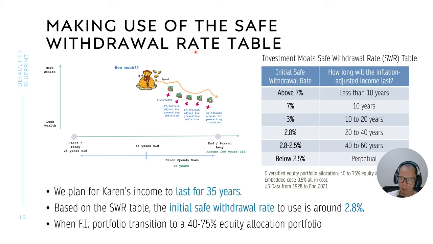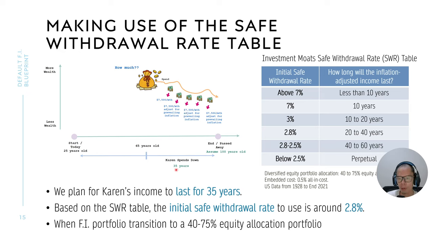Now remember that there's a certain philosophy behind how you spend down with the safe withdrawal rate. You withdraw an initial amount of $7,500, and for subsequent years you adjust for the prevailing inflation. So if inflation is 3% for the previous year, you adjust for it. If this year the inflation is 12%, then the next year you adjust the income by 12%. So you get a real income over here.